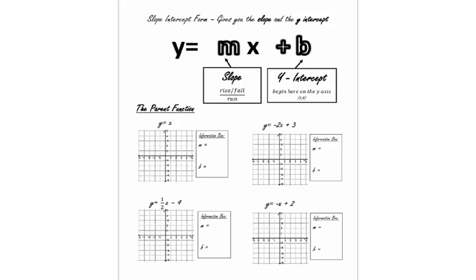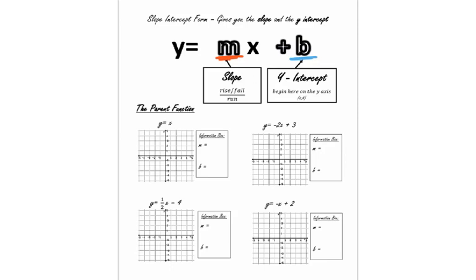We now move into one of my favorite parts of this chapter, which is graphing lines. None of this should be new to you, so you should very much recognize this equation right here. This is called slope-intercept form. This is called slope-intercept form because it gives you the slope and it gives you the y-intercept.